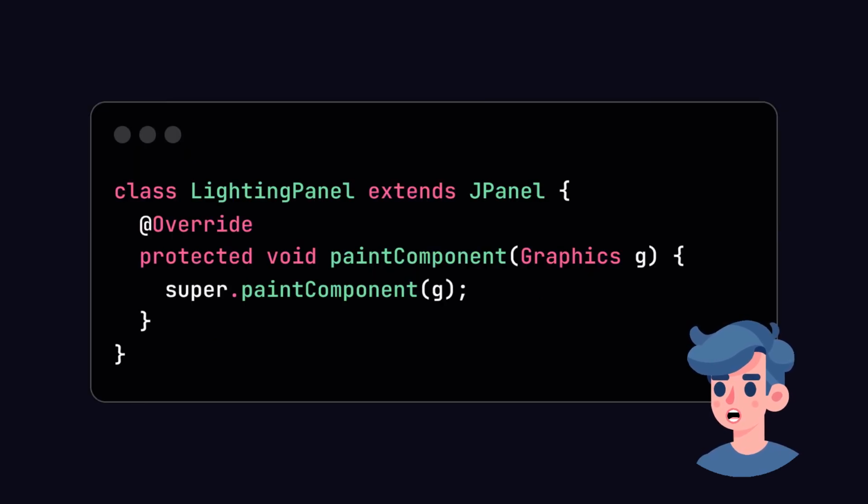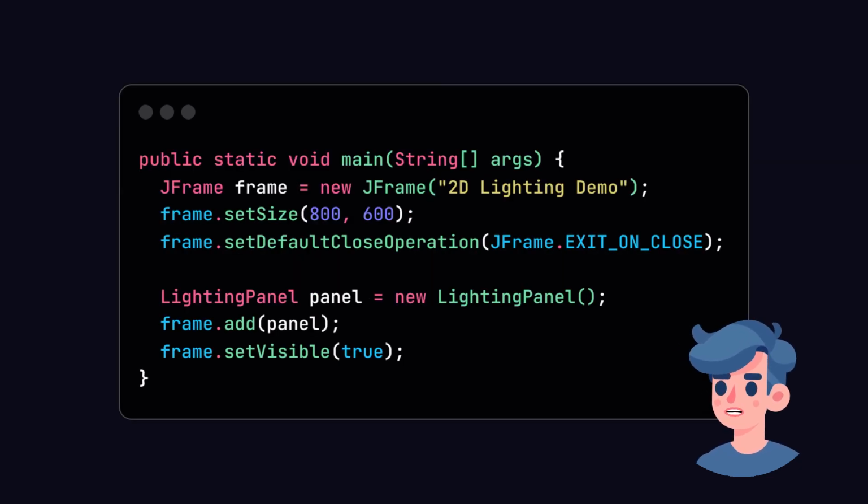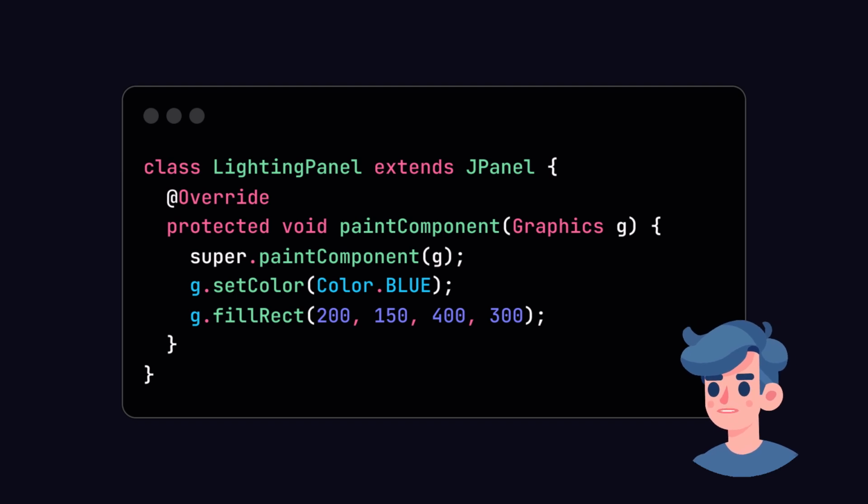Now, let's add a JPanel to the JFrame. This panel will be where we draw our shapes and implement our lighting effect. We will extend the JPanel class and override the paintComponent method. Next, we need to add our lighting panel to the JFrame. Update the main method to create an instance of LightingPanel and add it to the JFrame. At this point, we have created a basic window structure with a panel.